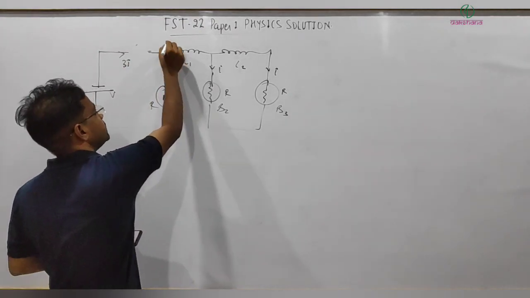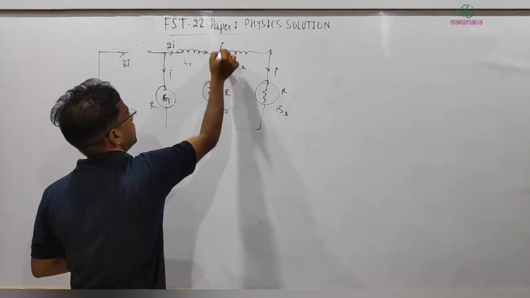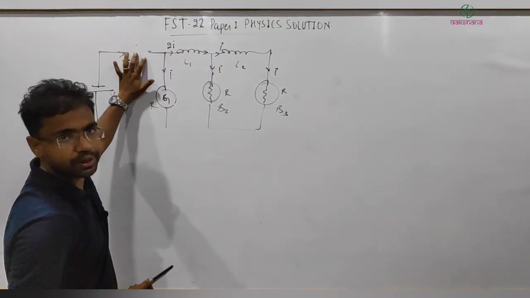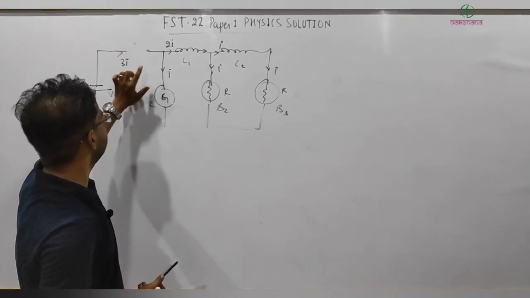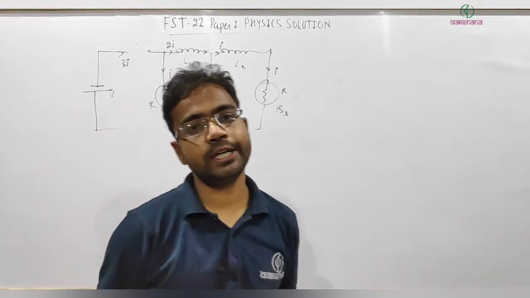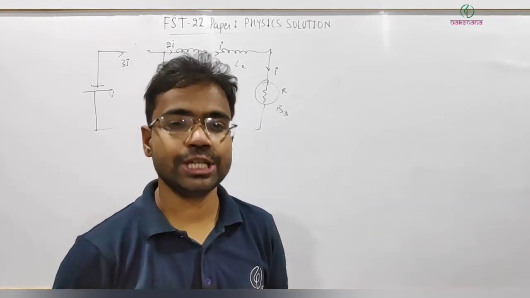I is going this way, 2I this way, and like I going here. So this was the initial situation before the switch is open. After the switch is open, here supply is broken, right? But the important point here is that across the inductor, current does not change immediately.